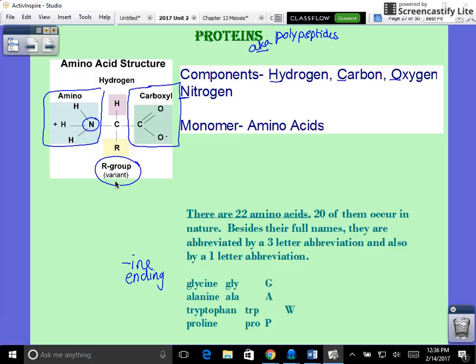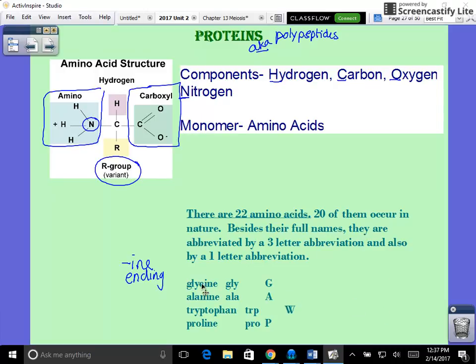And the word variant is used here because the R group is what changes. Depending upon what's in this location, those different combinations would create 22 different amino acid possibilities. I like to compare this to the letters of the alphabet. There's 26 letters in the alphabet. There's 22 different R groups that could go here, which would create 22 different amino acids.